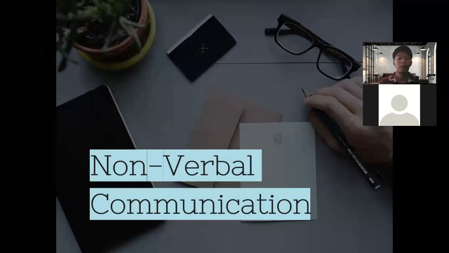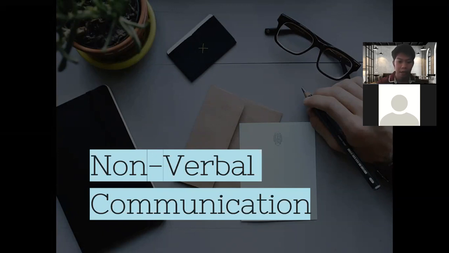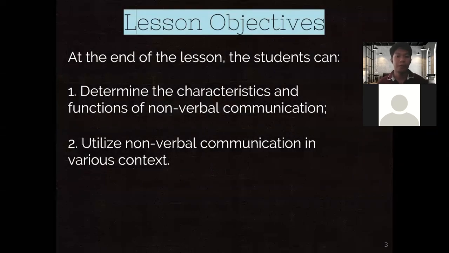All right, so the lesson that we're going to discuss for this meeting is about nonverbal communication. So I know you guys already have an idea what it is because you already discussed this one last time. So the lesson objectives for this meeting: at the end of the lesson, the students can determine the characteristics and functions of nonverbal communication and utilize nonverbal communication in various contexts.